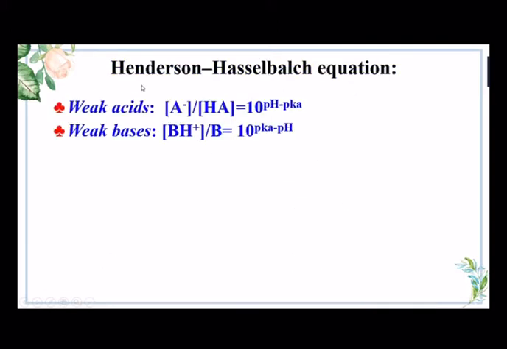It's the famous Henderson-Hasselbalch equation. For a weak acid, the ratio of ionized to non-ionized equals 10 to the power of pH minus pKa. For weak bases, the ratio of ionized to non-ionized equals 10 to the power of pKa minus pH. What is it used for?